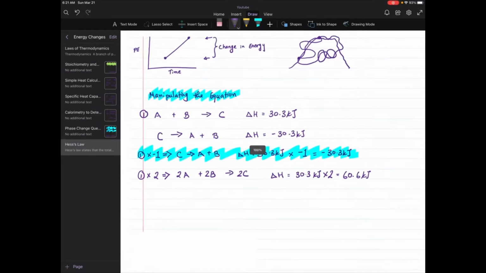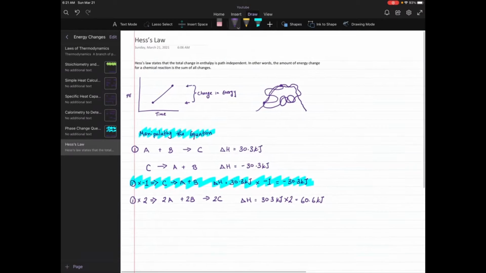So, just recapping what we have learned in this lesson. Hess's law says the amount of energy change, which is the enthalpy of a reaction, is path independent. It is independent of the path. You can think of this as the potential energy of a reaction. When climbing up a hill, the amount of potential energy changed depends on your starting height and the finishing height. It does not depend on how you reach that height.